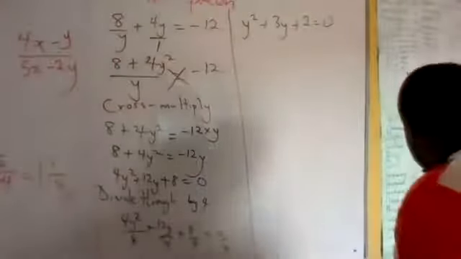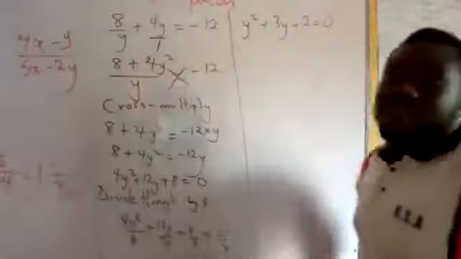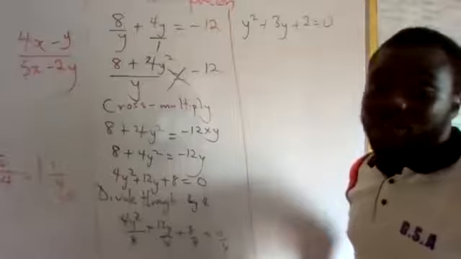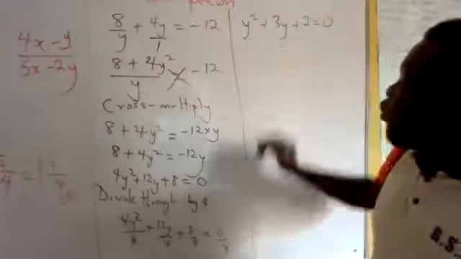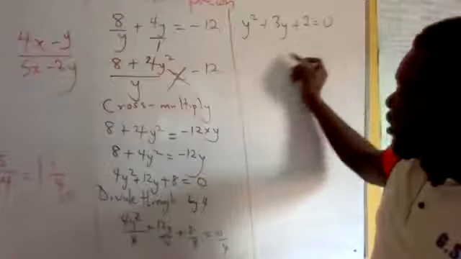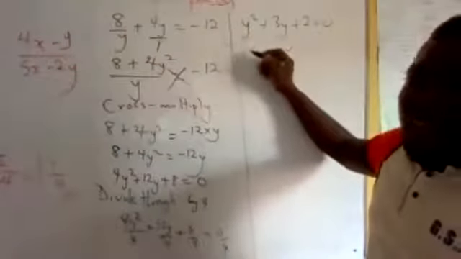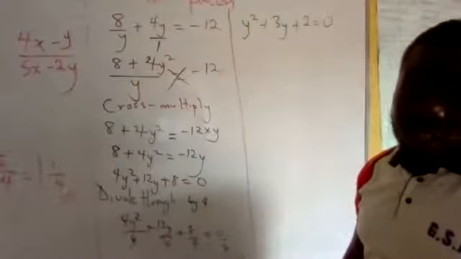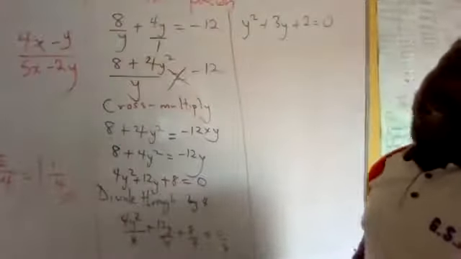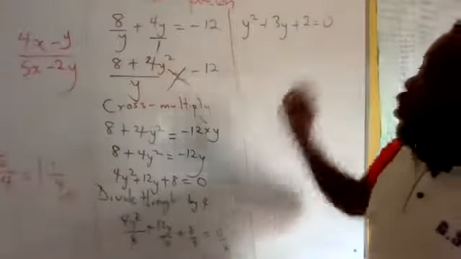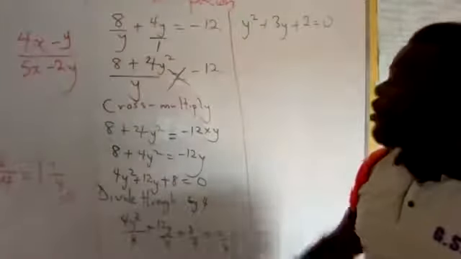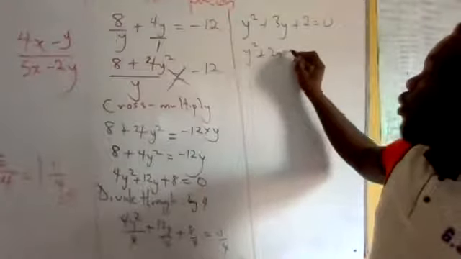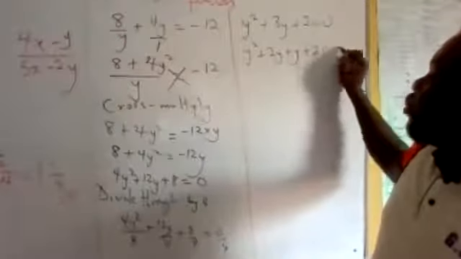I'll now solve using the quadratic by factorization, because it's now a quadratic equation. Looking at this, I'll look for two numbers that, when I multiply them together, I'll get 2, and when I add them, I'll get 3. Of course, obviously it's 2 and 1, isn't it? So that'll be y squared plus 2y plus y plus 2 is equal to 0.